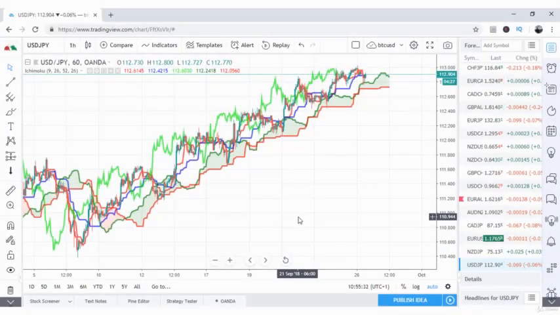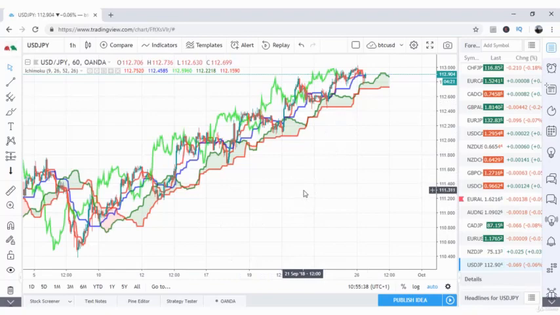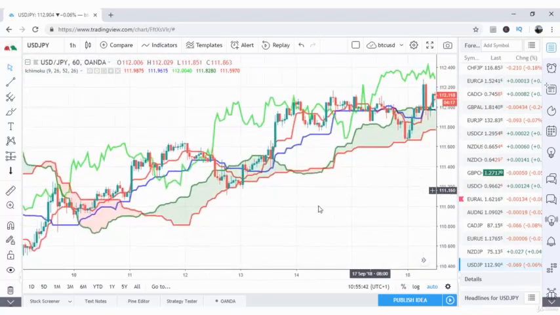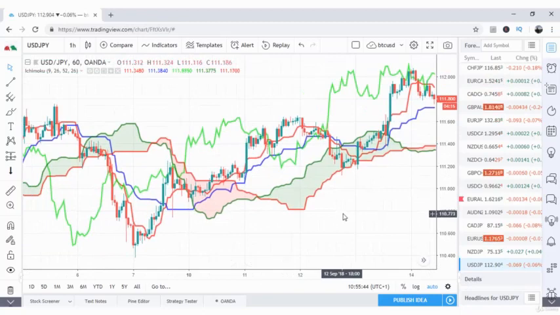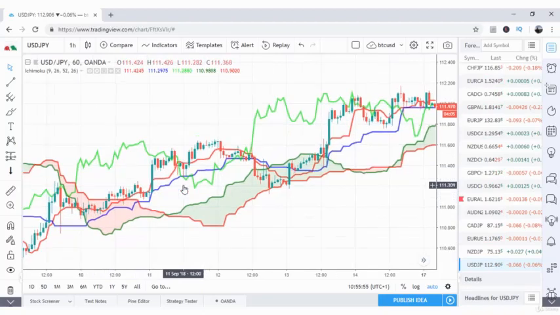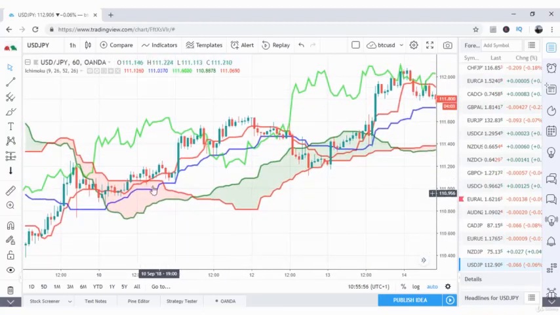Here we have US dollar, Japanese yen on an hourly chart. The trend is clearly up, but a trade here is not as easy as it seems. First of all, let's find the moment where we could say that the currency pair started to be in an uptrend. Of course, not here that the price is below the cloud, but after the breakout we can analyze the single candlesticks and see if all the other conditions are satisfied.